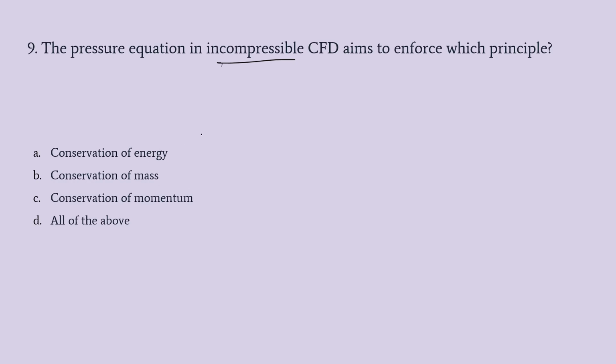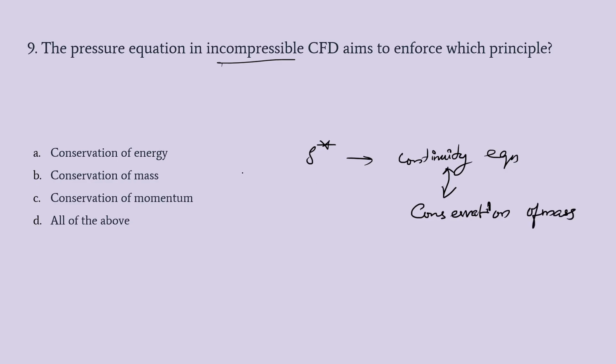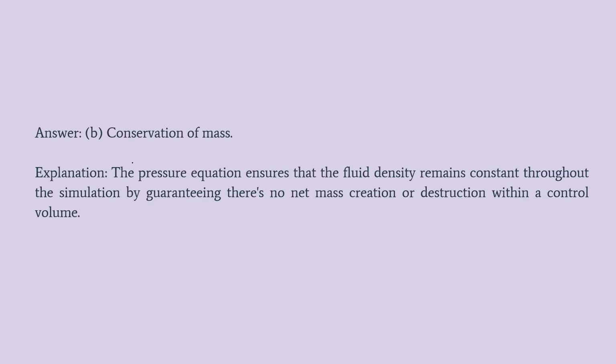So it's a simple question because we have already seen we are implementing this artificial compressibility term rho star in our continuity equation. So our continuity equation is nothing but conservation of what? Conservation of mass. So you have to only check where we are implementing this rho star. We are implementing this rho star in our conservation of mass equation or our continuity equation. So our answer becomes option B, conservation of mass.